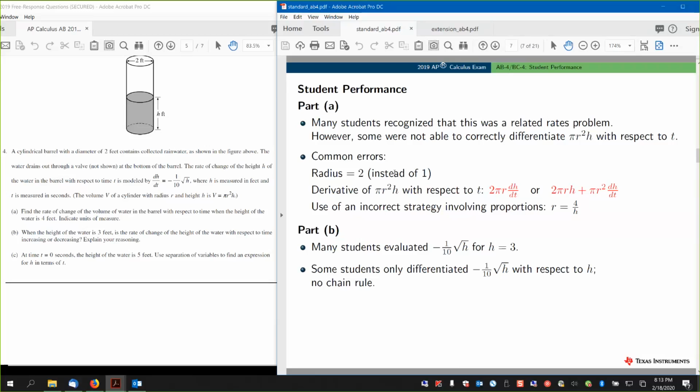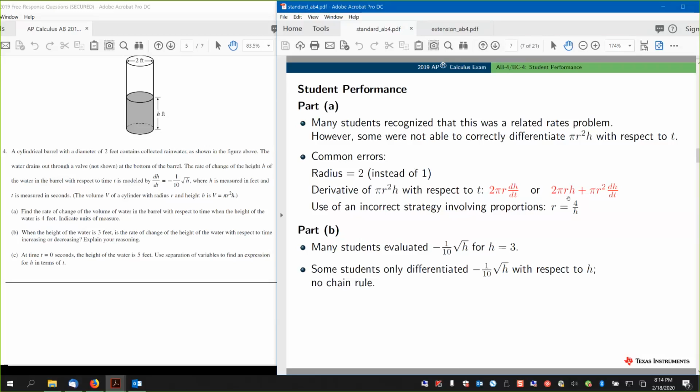Some common errors here. Unfortunately, some students took the radius to be 2. They read diameter as radius, and they took the radius equal to 2 instead of 1. Now, don't panic. We're able to give some students some appropriate points for good calculus work here. Another common error here was the incorrect derivative of V with respect to t. I don't know if you can see this on the screen, but here are 2 common errors.